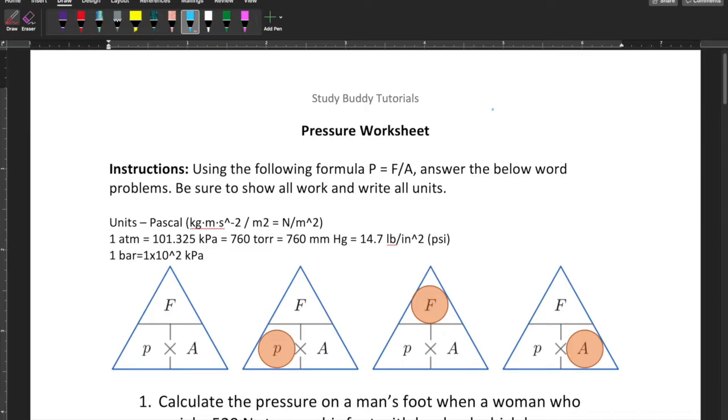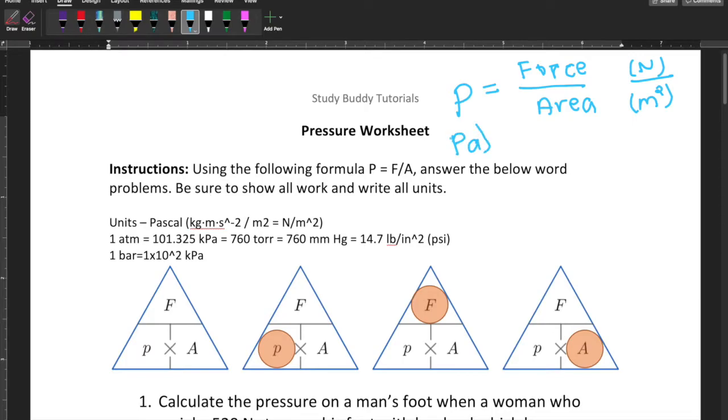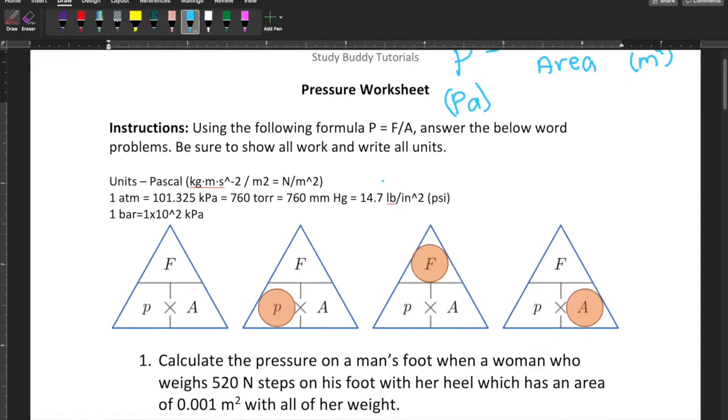Just to recap from our last video, we learned that pressure, P, is equal to force over area. The common units we used for force were newtons, and the area units we used were meters squared. We also learned that newtons over meter squared is known as pascals, which is the unit for pressure. Alright, so let's get started.